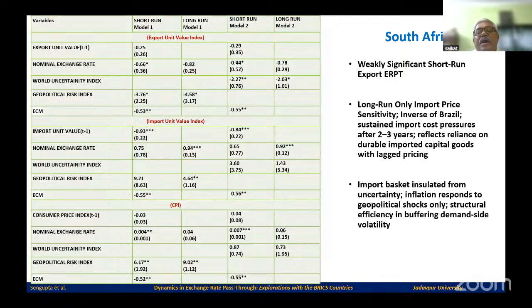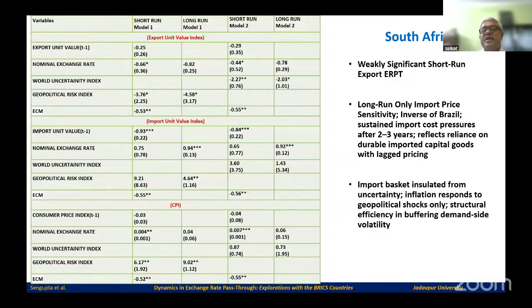For South Africa, weakly significant short-run ERPT, because it's significant for exports at the 10% level, for CPI at 5% level, and for import prices, it's not significant at all in the short run. Long run, only import price sensitivity is there. Inverse of Brazil, sustained import cost pressures after 2 or 3 years. If you look at the detailed results, it works after 2 or 3 years, reflects reliance on durable imported capital goods with lagged pricing.